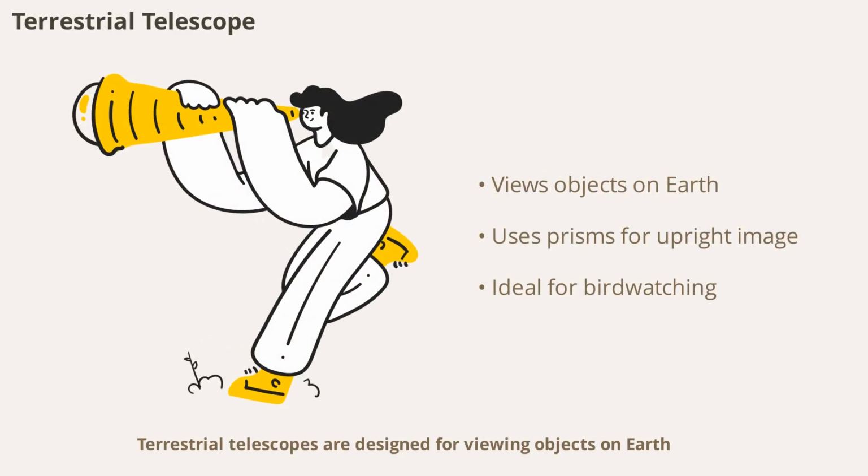Terrestrial telescopes are designed for viewing objects on Earth, such as landscapes or distant wildlife. They use additional lenses or prisms to ensure the final image is upright and correctly oriented. These telescopes are commonly used for birdwatching, surveillance, and navigation.